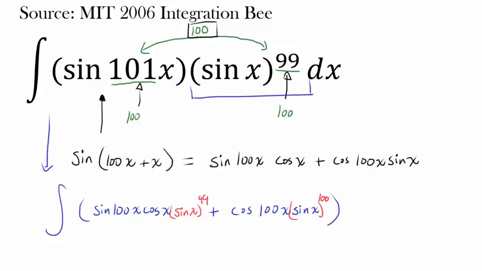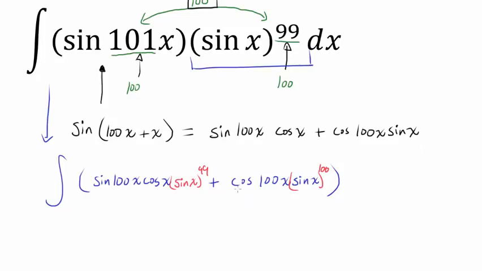Okay, what do we do now? It looks like cosine of 100x times sine of x to the 100 may be possible to integrate. That seems easier, but we have this craziness residing to the left. Sine of 100x times cosine of x times sine of x to the 99th power. How do you integrate this?